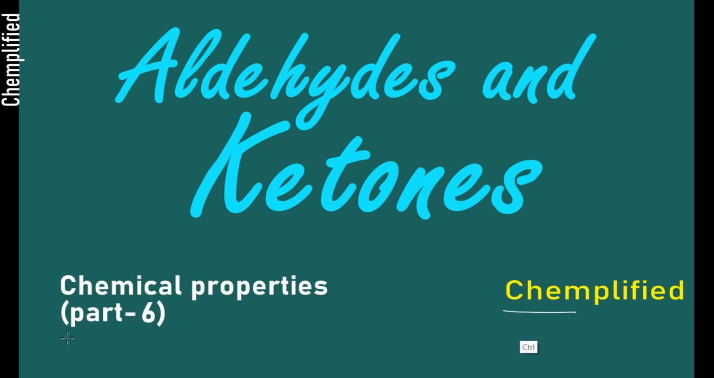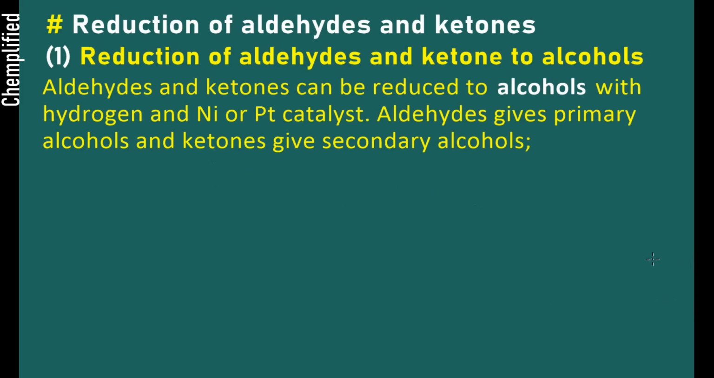This is part 6 of chemical properties of aldehydes and ketones. In this particular video, we will discuss the oxidation and reduction reactions of aldehydes and ketones. The first one is reduction of aldehyde and ketone. So let's start. Reduction of aldehydes and ketones to alcohols. First, we are going to reduce aldehydes and ketones to alcohols.